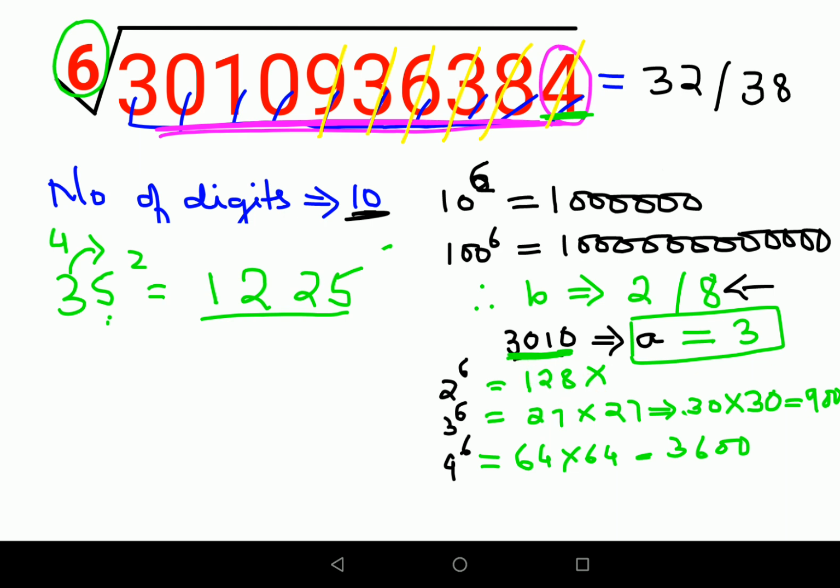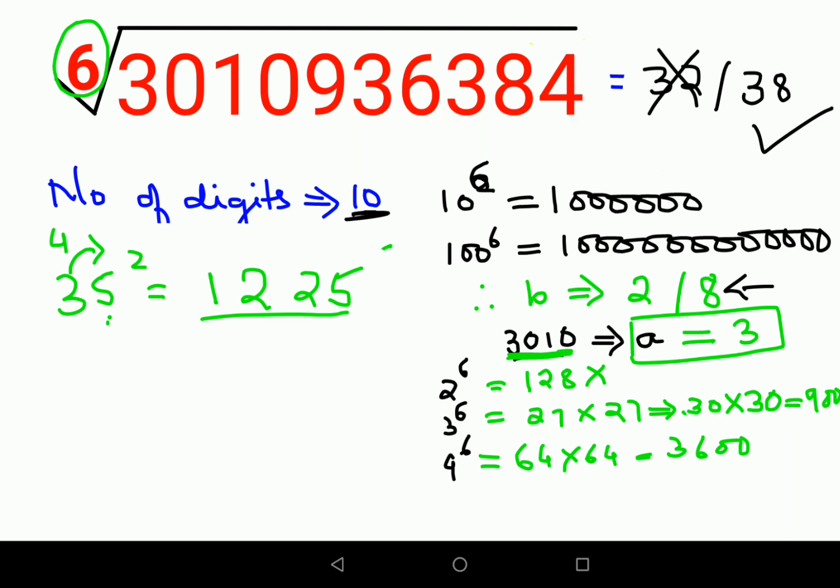So now we can definitely discard 32. Then the answer will be much greater than 35, which is 38. So here I can say the answer for the sixth root of such a big number is nothing but just 38.